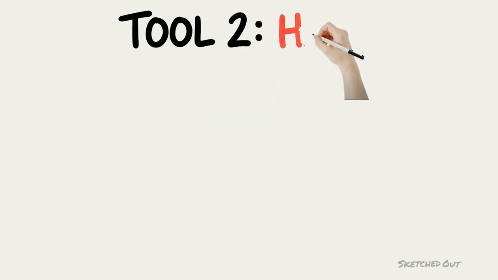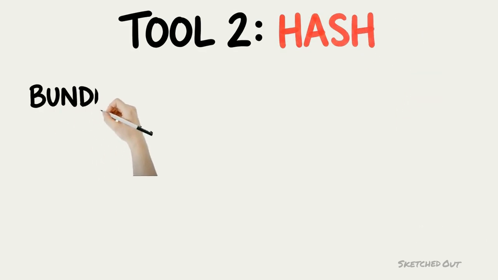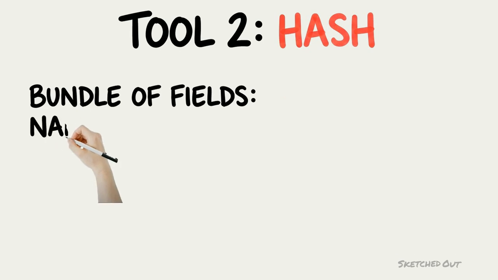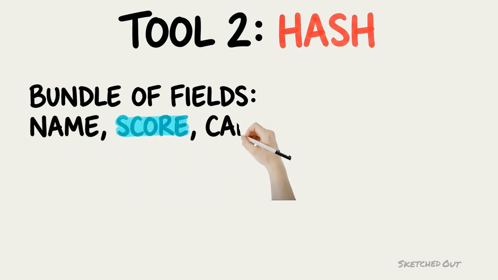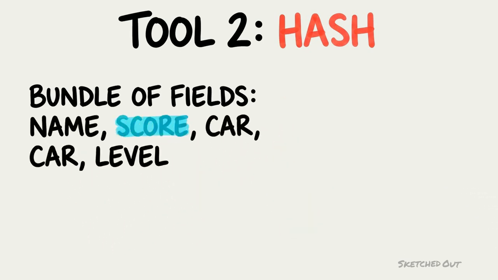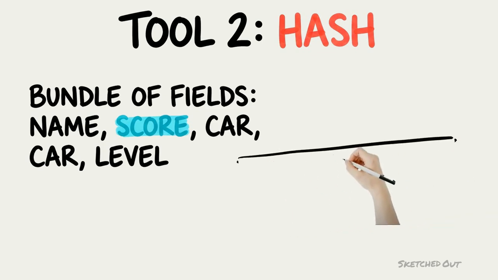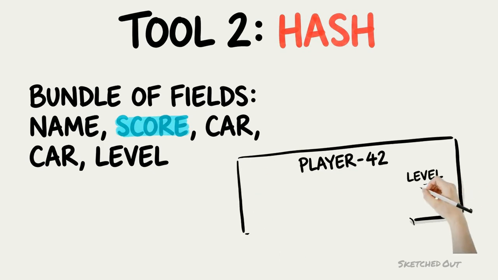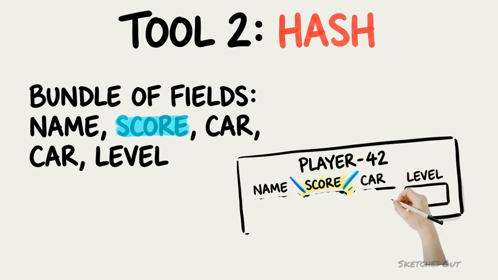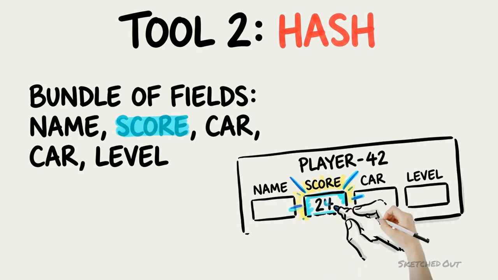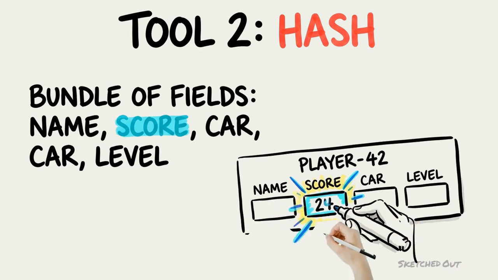Tool 2, the hash. Player 42 is not one blob, he is a bundle of fields: name, score, car, level. A hash stores him as exactly that, a mini record where you can update just his score without touching or rewriting anything else. A player card labeled player-42 drawn as a hash with separate field slots labeled name, score, car, and level, and a hand updating only the score slot while the other slots stay untouched.